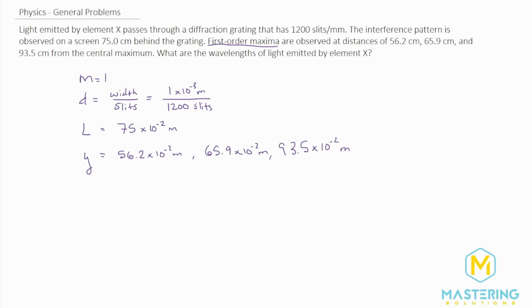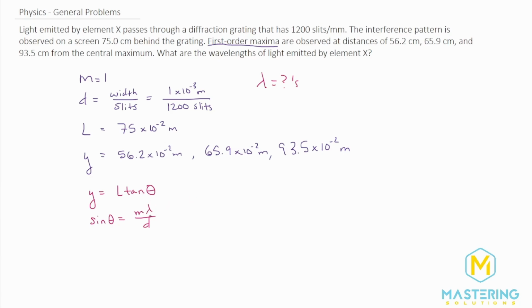So now let's think about how we're going to solve this. We'll use two equations. We've used them a lot on the past few problems. The first one is y is equal to L tangent of theta. This one is going to be an intermediate equation because we're also going to be using the equation sine of theta is equal to m lambda over d. Now remember, what are we trying to solve for? We're trying to figure out what the different wavelengths are. And in this case, we'll have to do this step multiple times.